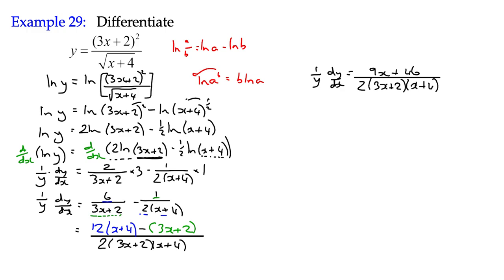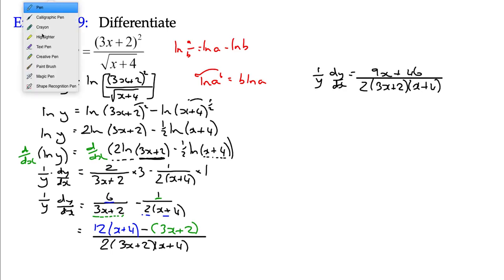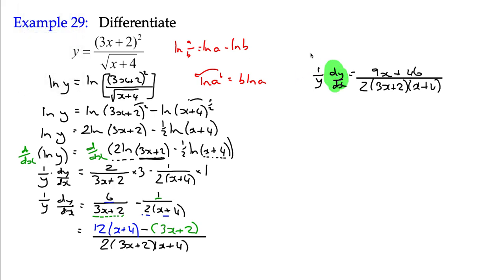So what we need is just dy by dx on the left. As we can see here, we want this, which means we have to multiply both sides by y. So we need to multiply by y and multiply by y so that they cancel out. So what have we got? We've got dy by dx is equal to y multiplied by this fraction. Well, we know what y is because it's over here.